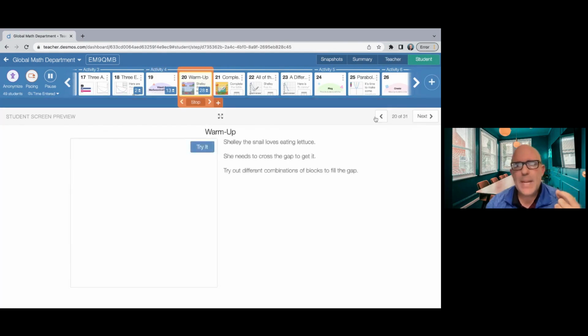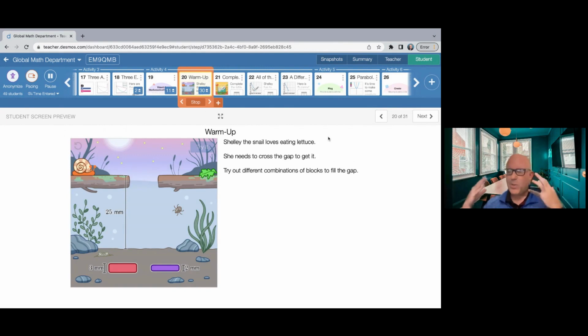You're going to meet our friend Shelly. And with Shelly, you're going to try to help Shelly cross over to the other side. And to do so, you're going to click on these little blocks down here at the very bottom and see if you can help Shelly get across to the other side, to the leaf there.